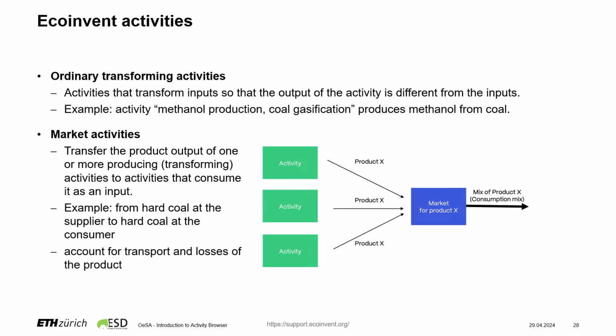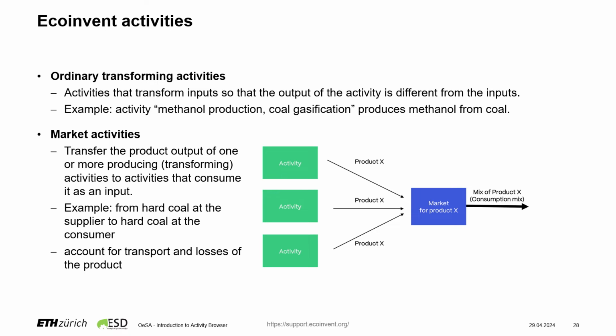Now there are also different types of activities that are present in Ecoinvent. Most of the activities are really just ordinary transforming activities. So it's basically everything except for markets. Activities that transform input in some way to an output. For example, the activity methanol production, coal gasification would produce methanol from coal.